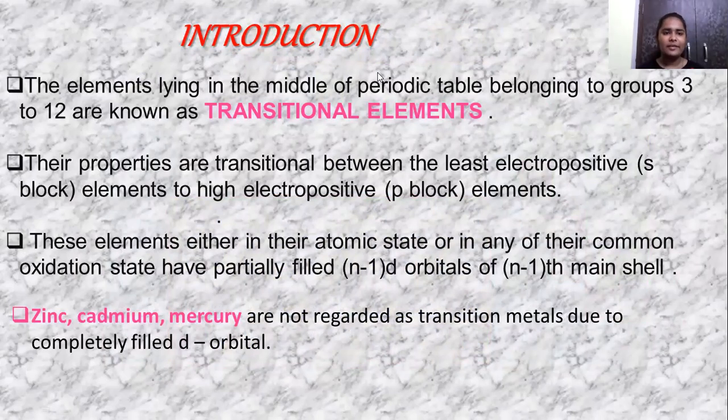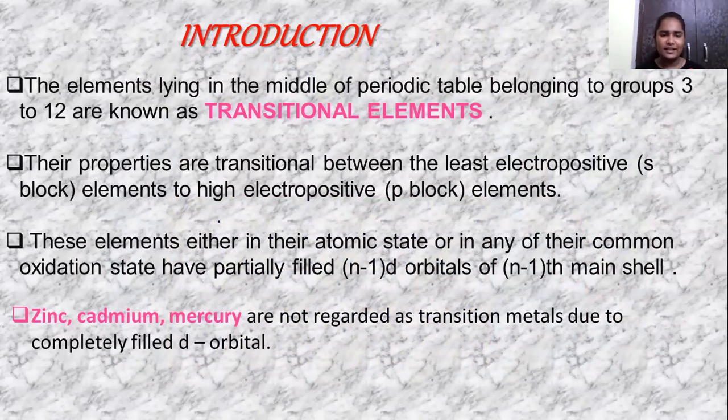Introduction. The elements lying in the middle of the periodic table belonging to group 3 to 12 are known as transitional elements or D block elements. Their properties are transitional between the least electropositive S block elements to highly electropositive P block elements.